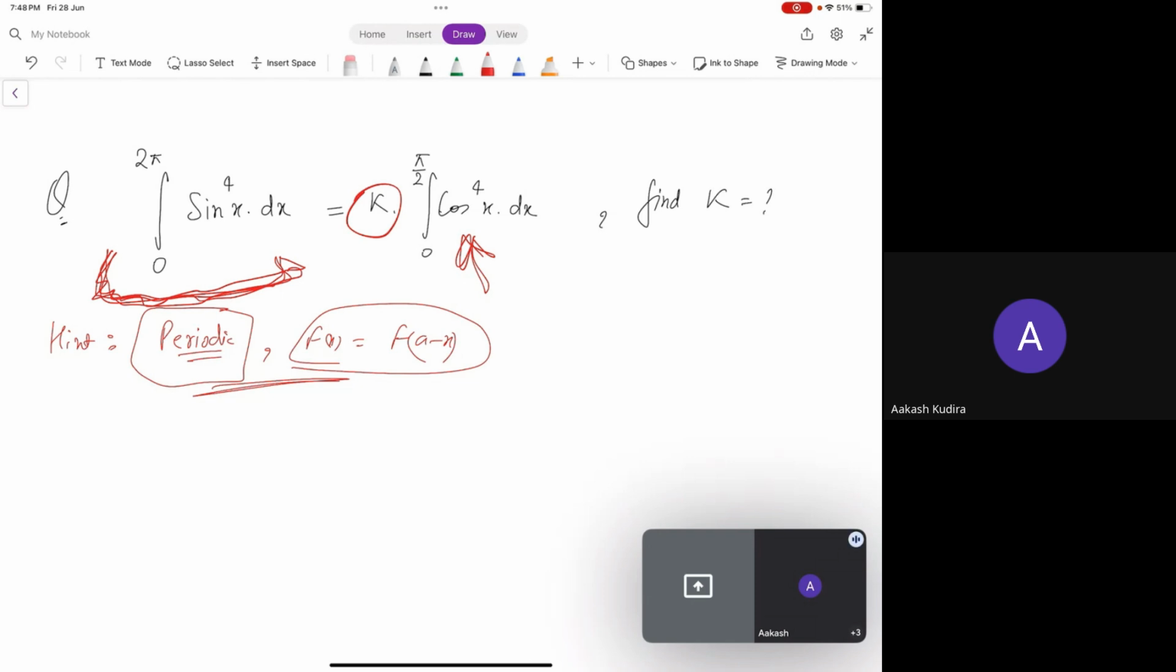So is k equal to 4? K equal to 4. Let me check. Yes, correct. Okay, fine. Now let me do it.